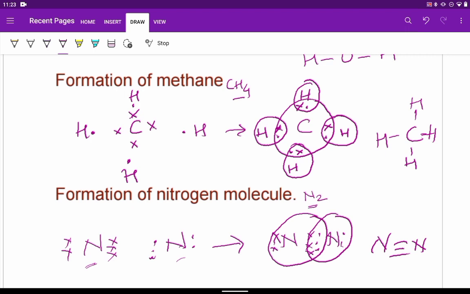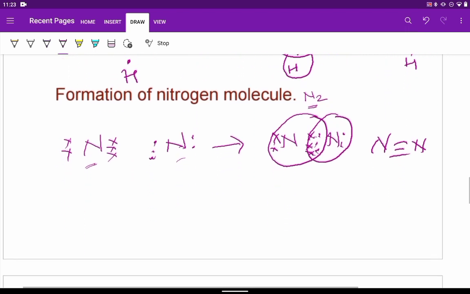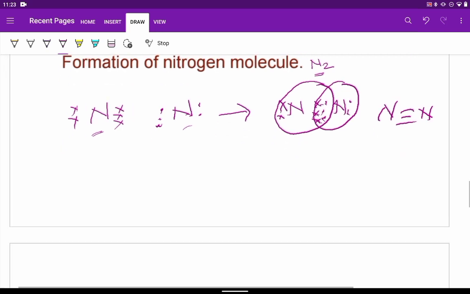From the first nitrogen 3 electrons and from the second nitrogen also 3 electrons will be shared. So here you see one cross and one dot, the electrons represented by the nitrogen atoms respectively. So 3 pairs are shared in total, and we have a triple bond here, N triple bond N. It is a multiple bond. Though both the atoms are the same, the bonding is a multiple bond, a triple bond.